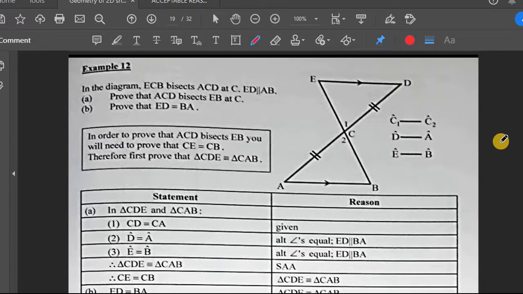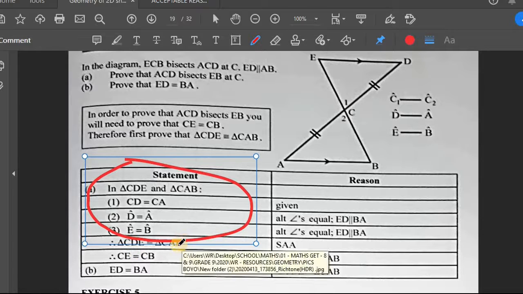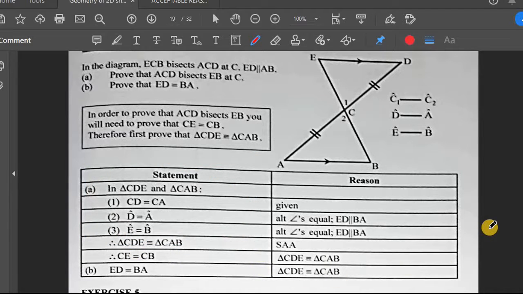Look at example 12 now. We see that we've got this figure here, and we know about all the stuff here now. We're saying that these two triangles are congruent. Because these two triangles are congruent, we know that from here to here is equal to here to here. So what can we conclude? That they have bisected each other, right? That CE is equal to C.